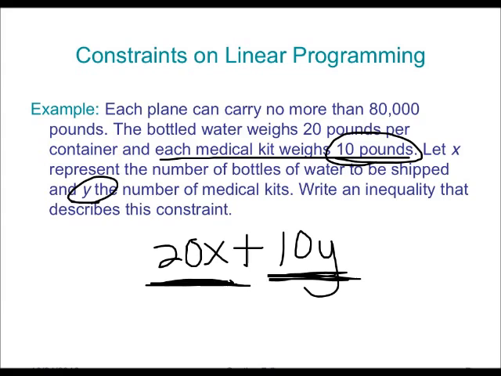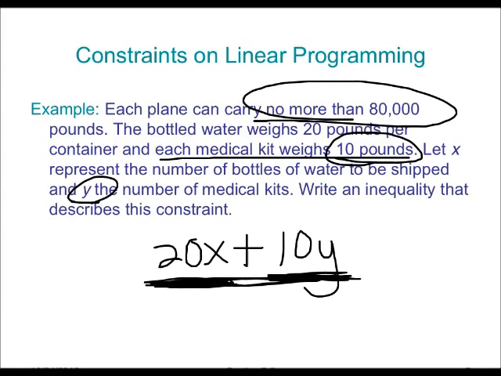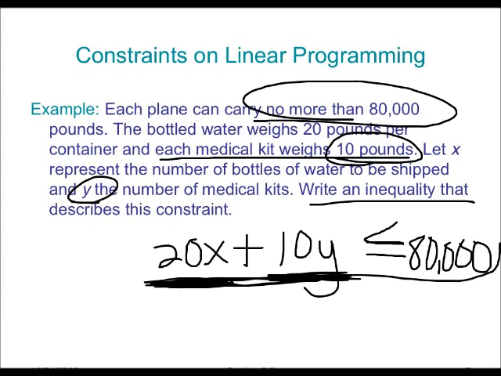Remember that the plane can only carry up to 80,000 pounds. So can it equal 80,000? Yes. Can it be less than 80,000? Sure. We could carry 79,799 pounds if we wanted to. We could carry 70,000 pounds if we wanted to. We could carry 5 pounds if we wanted to. So as long as the weight of the supplies is less than or equal to 80,000 pounds, we're good to go. We can fly the plane. So write an inequality that describes the constraint. 20x plus 10y is less than or equal to 80,000.